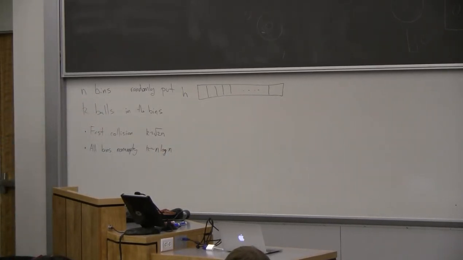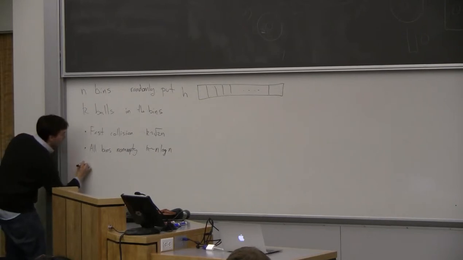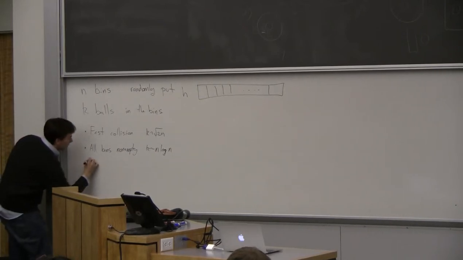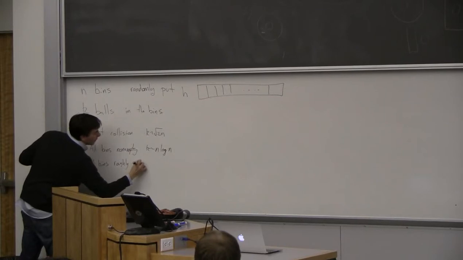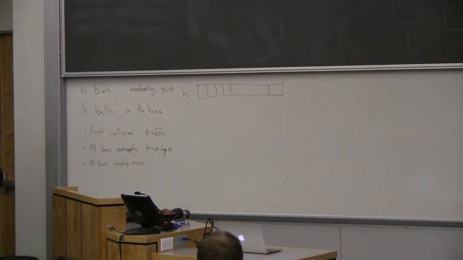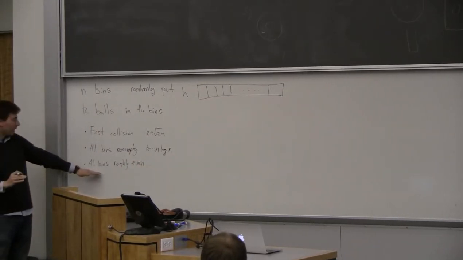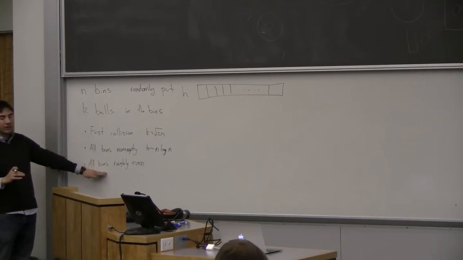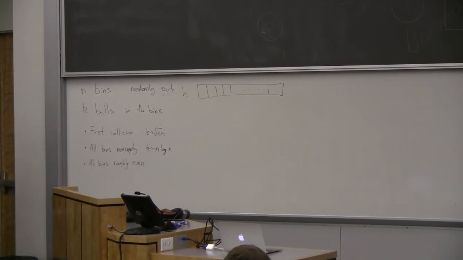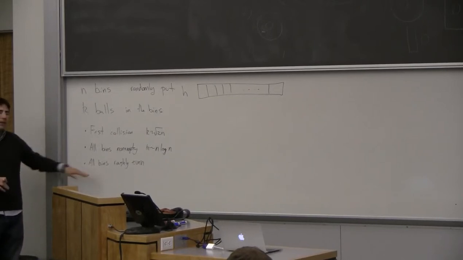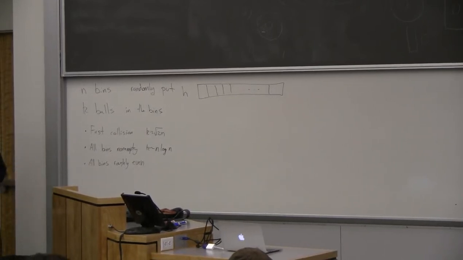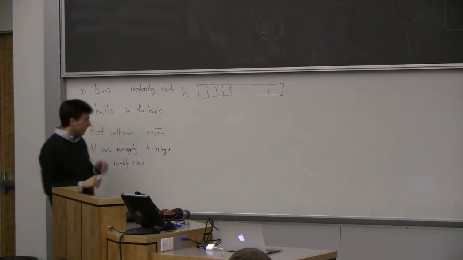Okay. So now the third property we're going to look at today is when all bins roughly are even. And so this is not as concrete to define, so I'll need to spend a bit of time defining precisely what I mean by this. And then we'll look at this phenomenon.